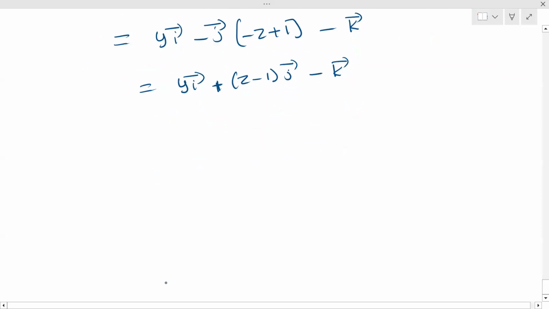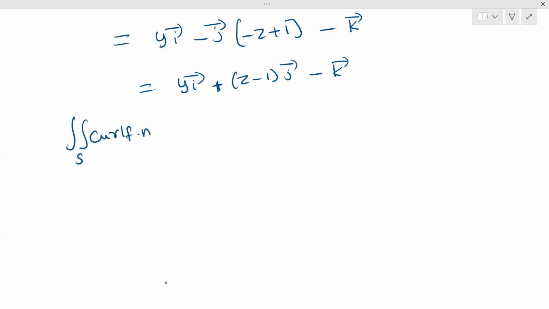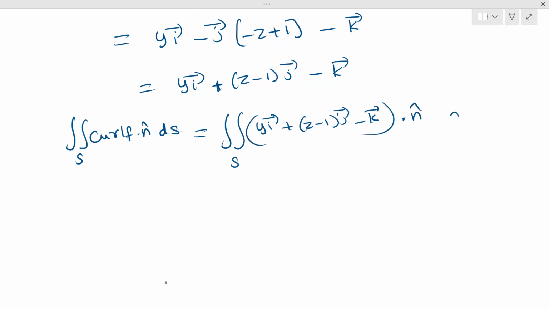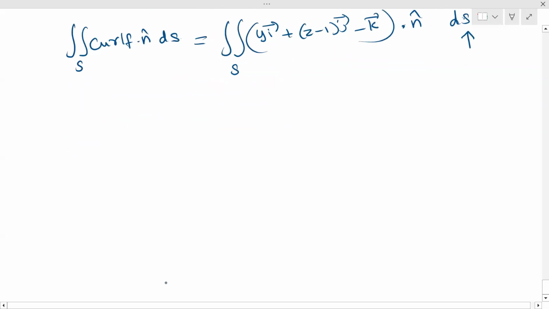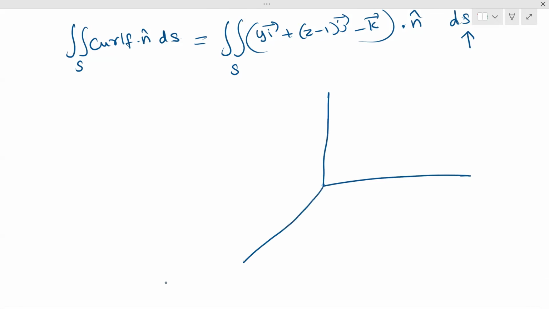So now our RHS is nothing but the double integral over S of curl F, which is y i plus (z minus 1) j minus k vector, dot n cap ds. Here we have to find this n cap and ds. Then only we can do this RHS part. Here our surface is a cube.